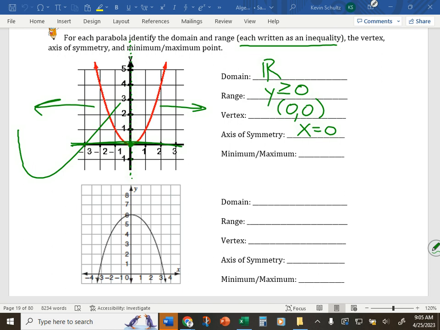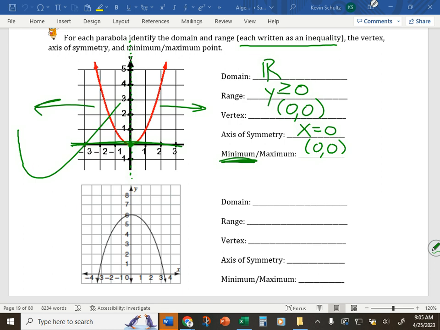Okay, Andrea, you got your hand up? So if the vertex was 1, 0, then the axis of symmetry would be x equals 1. Yes, x equals 1. And then the minimum, maximum, again, it's the same as the vertex. Is that a minimum point or a maximum point? It's a minimum point. It's the lowest the parabola goes. Okay? So there you go.